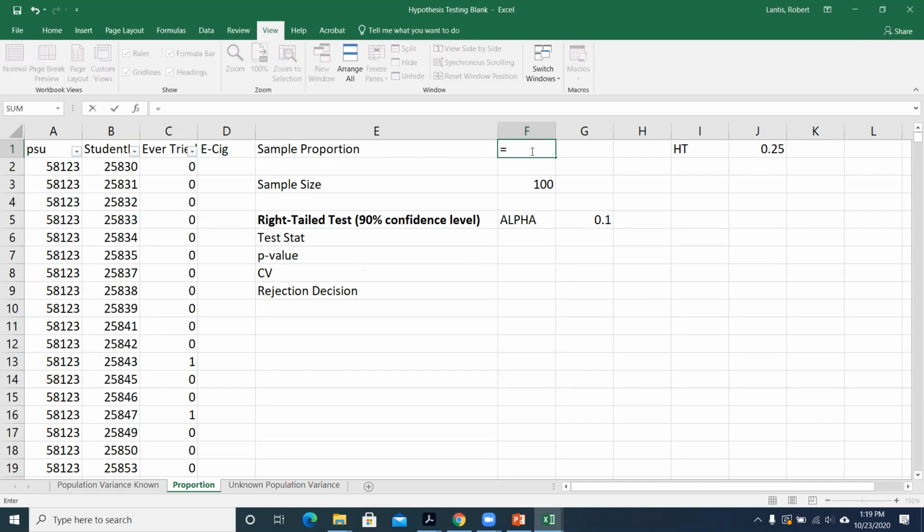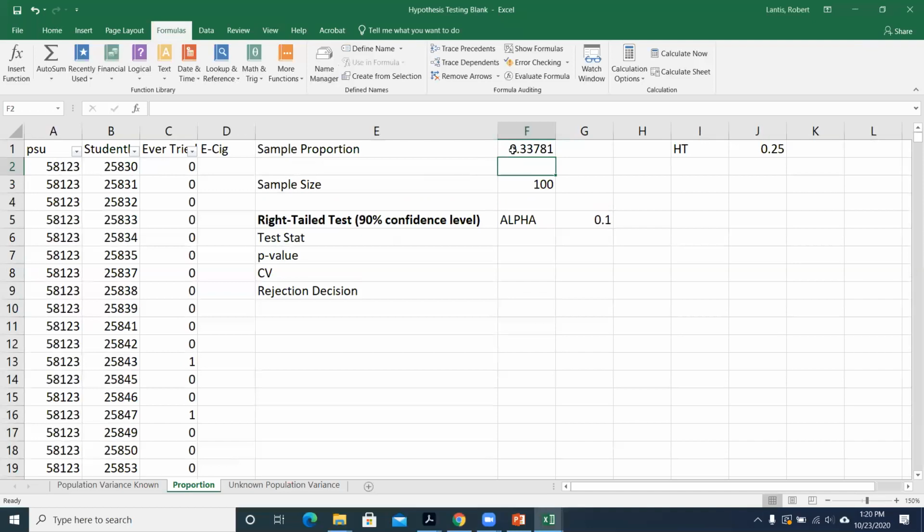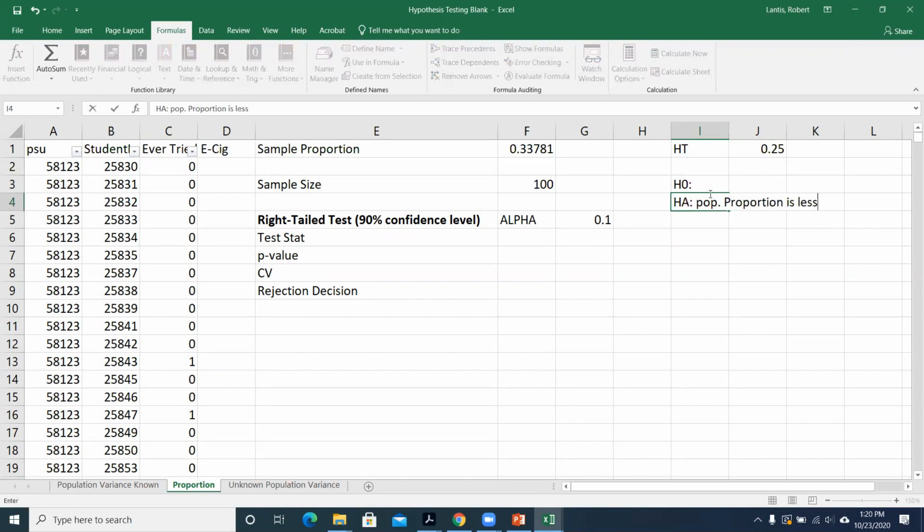And so if we have this 1, 0 variable, 1 if they've ever tried it, 0 if not, we can find the sample proportion by taking the mean, using the average function in Excel. Okay. Then let's say I want to do a right-tailed test. So I can think about this as my null hypothesis and my alternative hypothesis. So my alternative hypothesis is that the population proportion is less than or equal to 0.25, right?